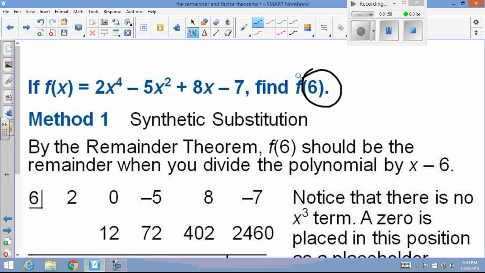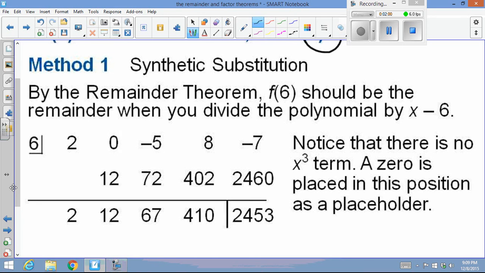So I would bring down the 2. I would put a 0 in because I have no coefficient for my x cubed. I would bring down the -5, the 8, and the -7. From there, I'm going to follow the procedures for synthetic division. Multiply 2 times 6 to get 12, bring down the 12, multiply 6 times 12, which is 72, add down to get 67, then multiply, then add, then multiply, and then add. When this happens, I end up with 2,453. My remainder is going to be the plain number, in this case 2,453.